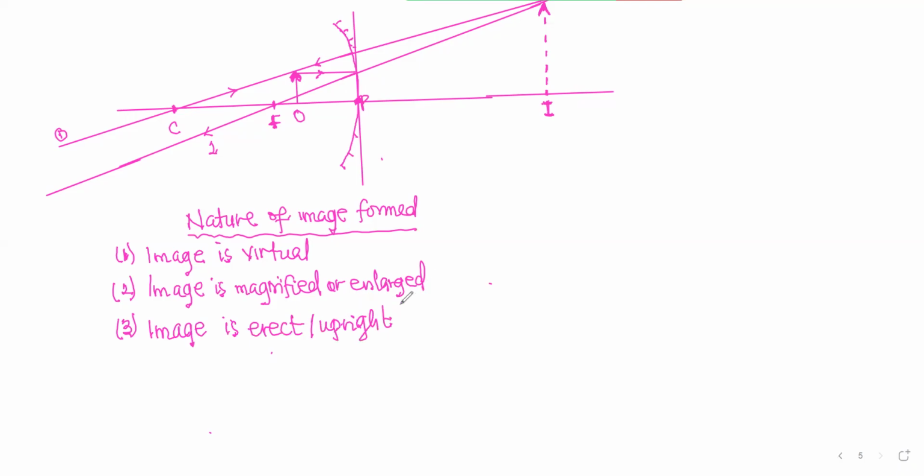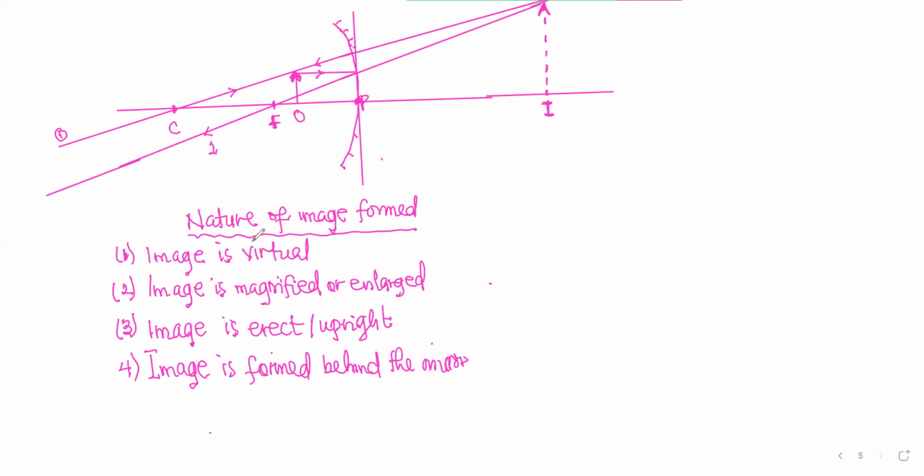And just as was said, you can include image is formed behind the mirror location. Image is formed behind the mirror. So when you place the objects between the pole and F, this is the nature of the image formed.